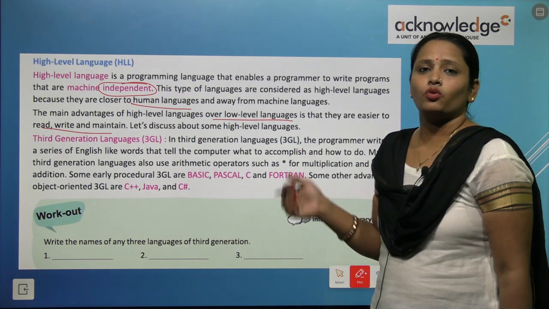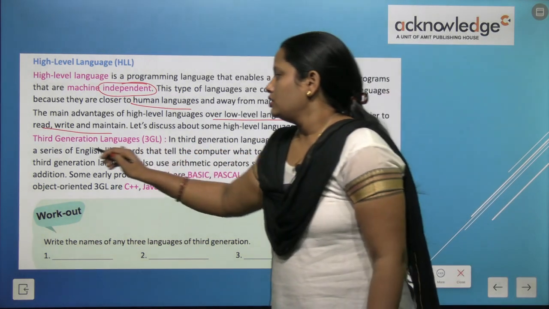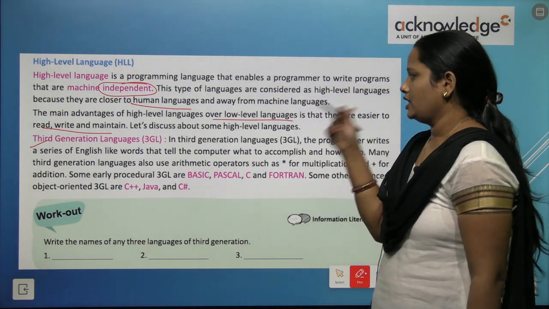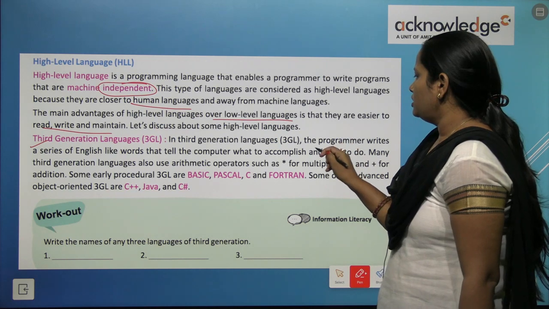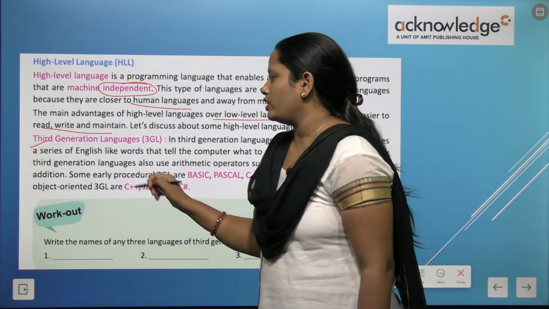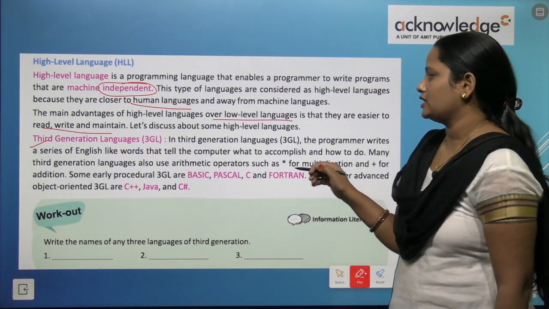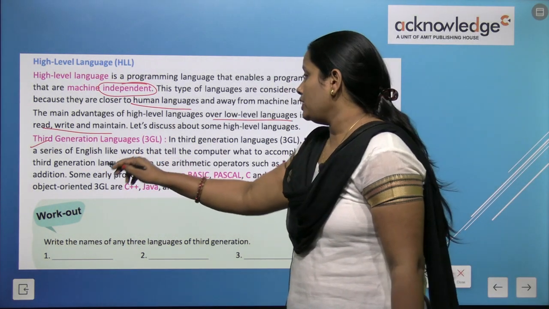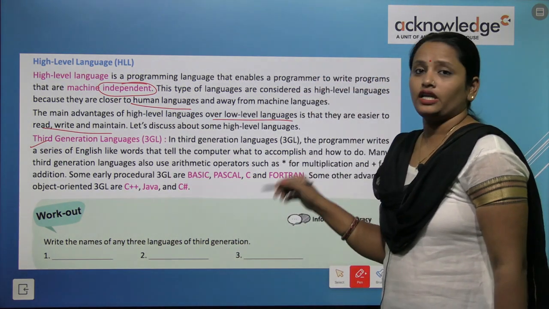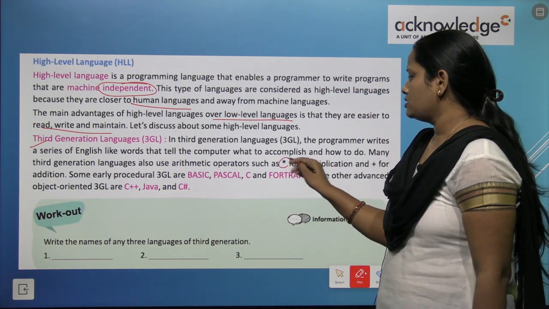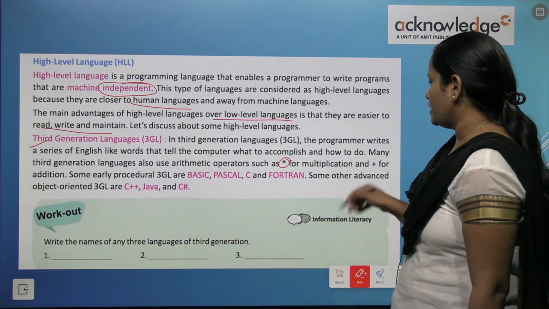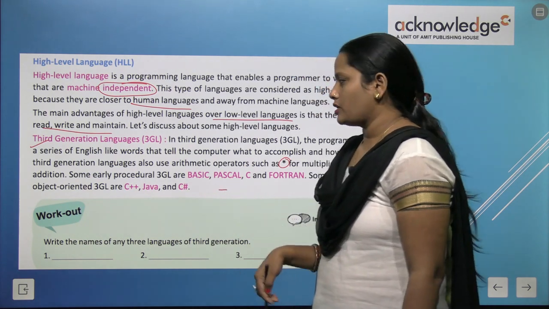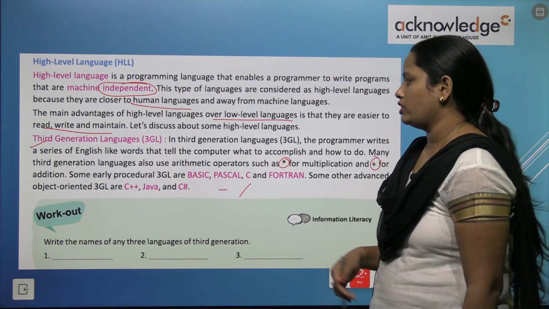Let's discuss some more high level languages. Third generation was the first language in the high level category. In third generation language, the programmer writes a series of English like words that tell the computer what to accomplish and how to do it. Many third generation languages also use arithmetic operators such as asterisk for multiplication, plus for addition, minus for subtraction, and slash for division.